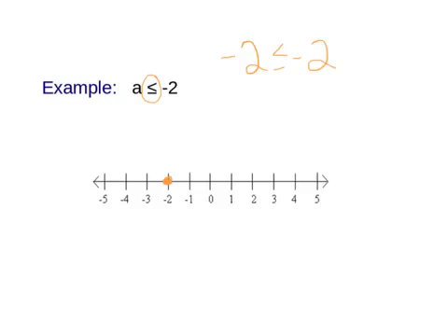Now, we need to plug in numbers for a to figure out which numbers are part of our solution. Let's start with -1. -1 is greater than or equal to -2, not less than or equal to -2, so that is not one of our solutions. -3 is less than or equal to -2, so -3 is one of our solutions, as will be -4, -5, and so on. We can draw a line connecting our closed circle and all our points to show our solutions to a less than or equal to -2. Pause the movie now to copy this example down into your notes.